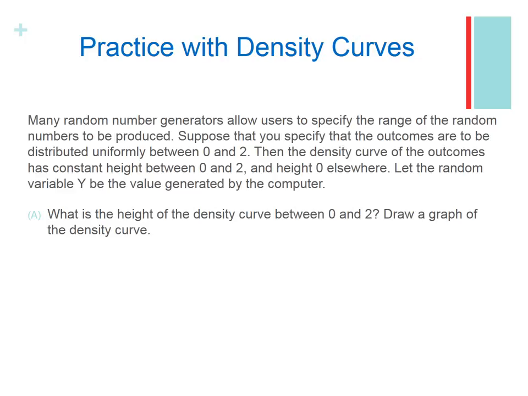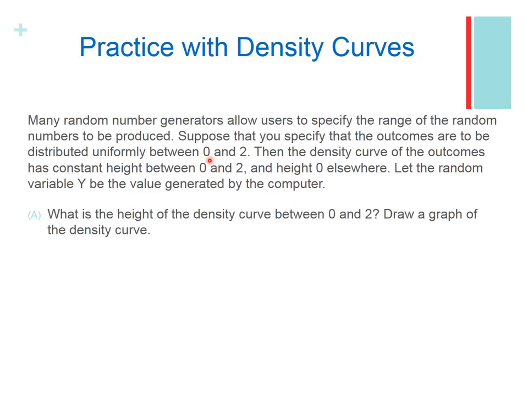All right, so let's just get some practice with some density curves. Many random number generators allow us to specify the range of the random numbers to be produced. This is like on your graphing calculator if you're going to produce random numbers from 0 to 15. Suppose that we specify that the outcomes are to be distributed uniformly between 0 and 2.